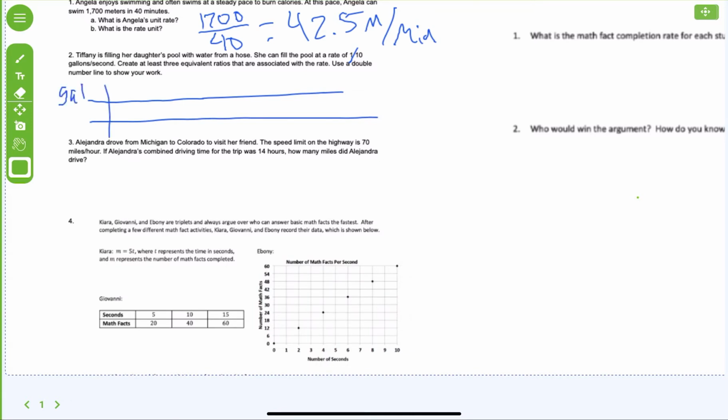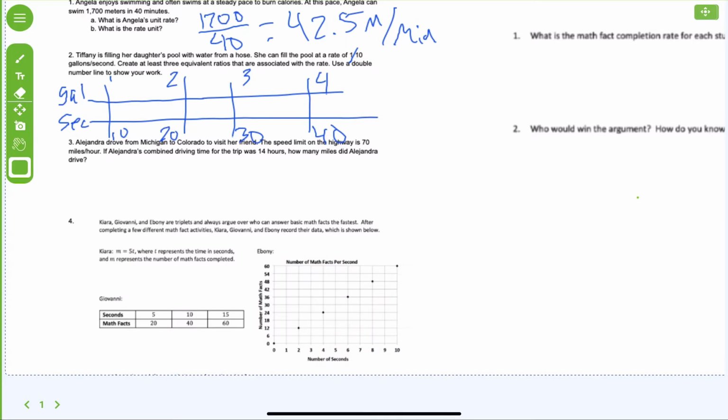Double number line, 1 gallon. So this is gallons to seconds. 1 to 10. So this would be 2 to 20, 3 to 30, 4 to 40. So there you have 3 more equivalent ratios: 2 to 20, 3 to 30, and 4 to 40.